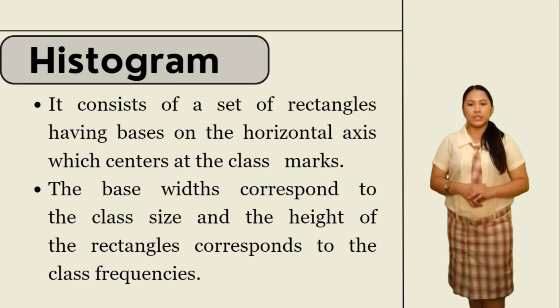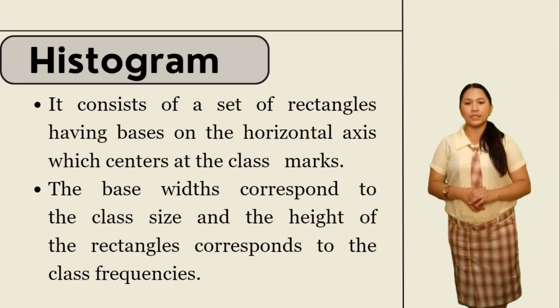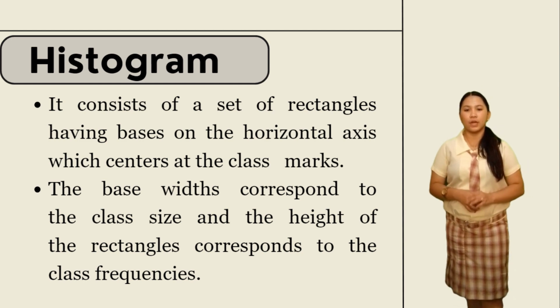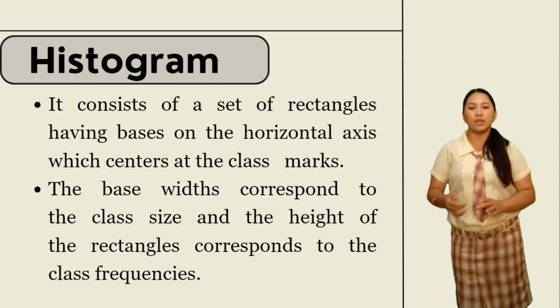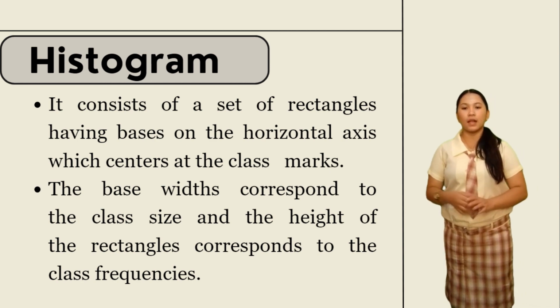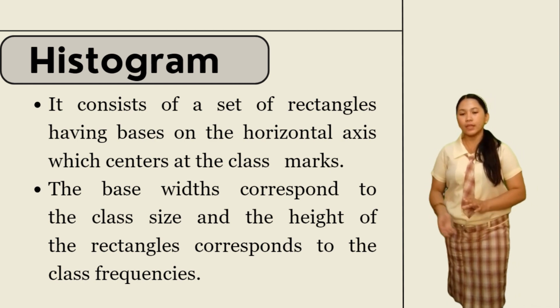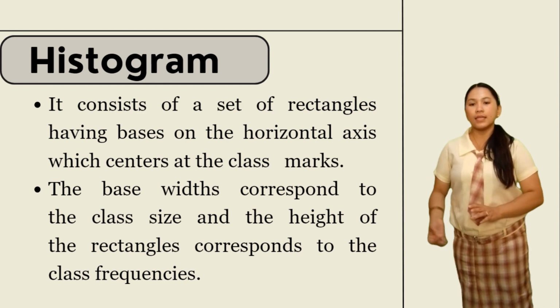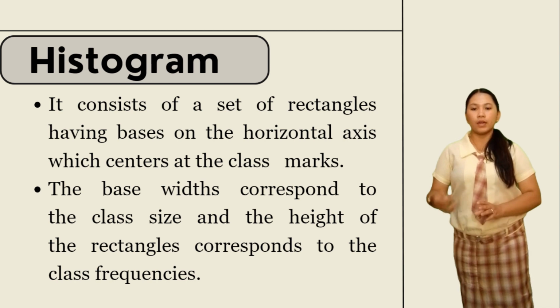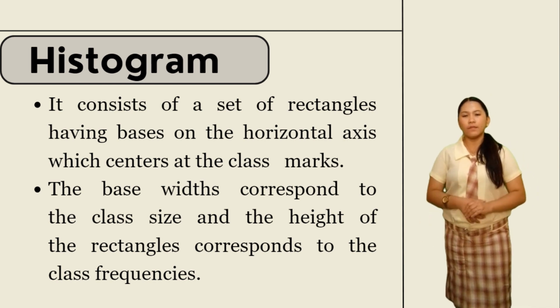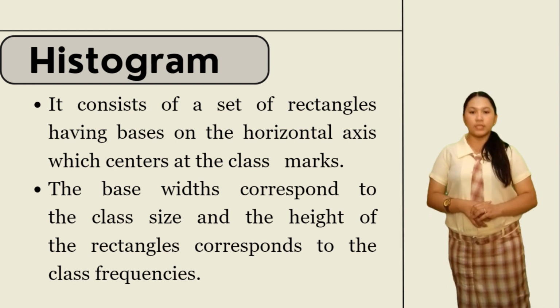And now let's go to the histogram. A histogram consists of a set of rectangles having bases on the horizontal axis, which are centered at the class marks. The base width corresponds to the class size and the height of the rectangles corresponds to the class frequencies. A histogram is best used for graphical representation of discrete or non-continuous data.